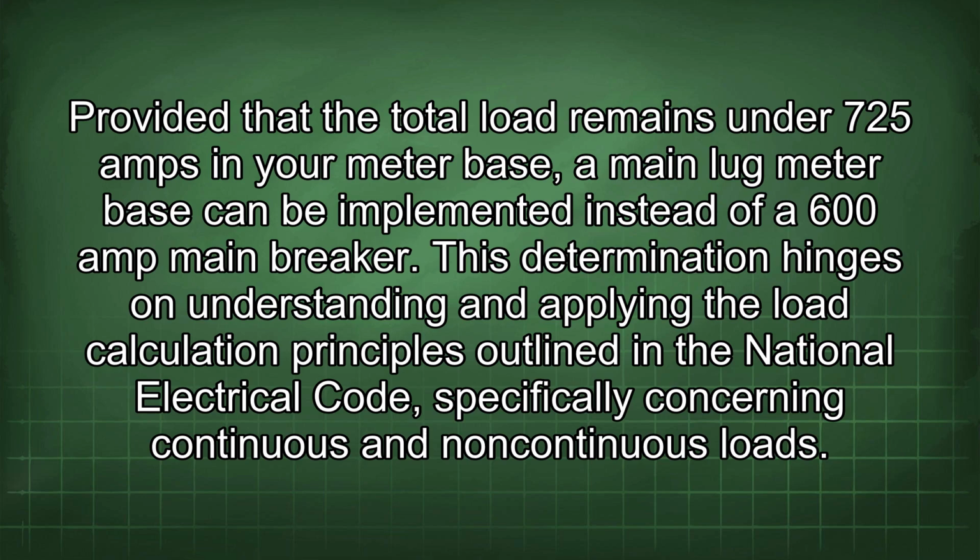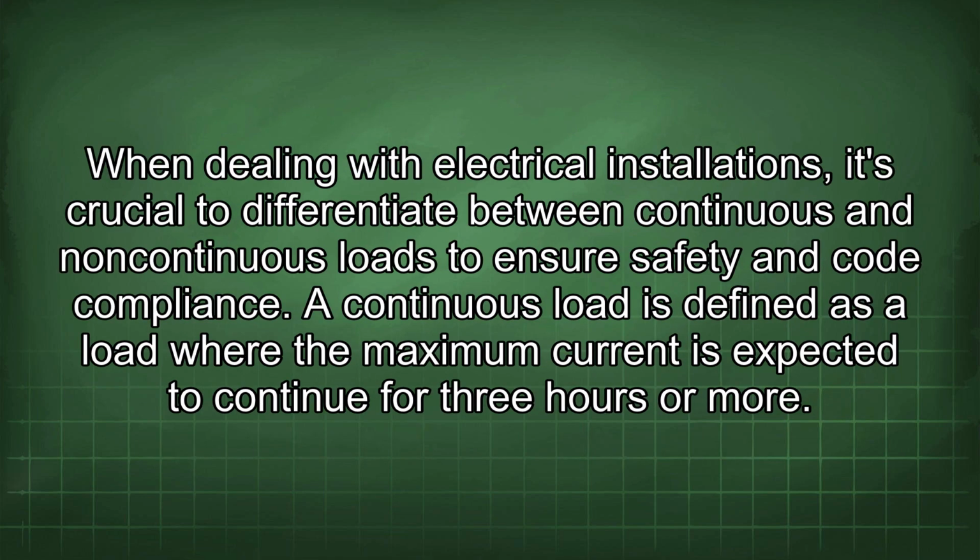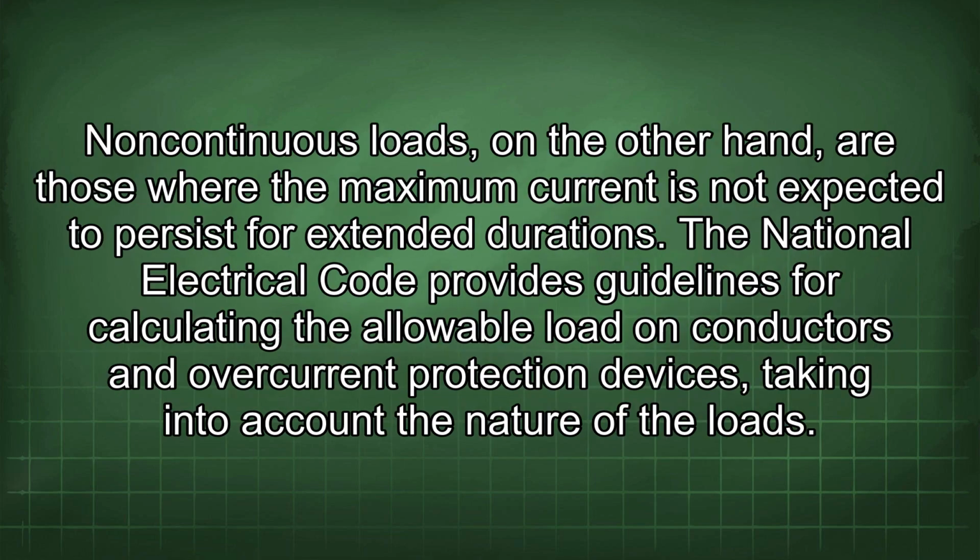This determination hinges on understanding and applying the load calculation principles outlined in the National Electrical Code, specifically concerning continuous and non-continuous loads. When dealing with electrical installations, it's crucial to differentiate between continuous and non-continuous loads to ensure safety and code compliance. A continuous load is defined as a load where the maximum current is expected to continue for 3 hours or more. Non-continuous loads, on the other hand, are those where the maximum current is not expected to persist for extended durations. The National Electrical Code provides guidelines for calculating the allowable load on conductors and overcurrent protection devices, taking into account the nature of the loads.